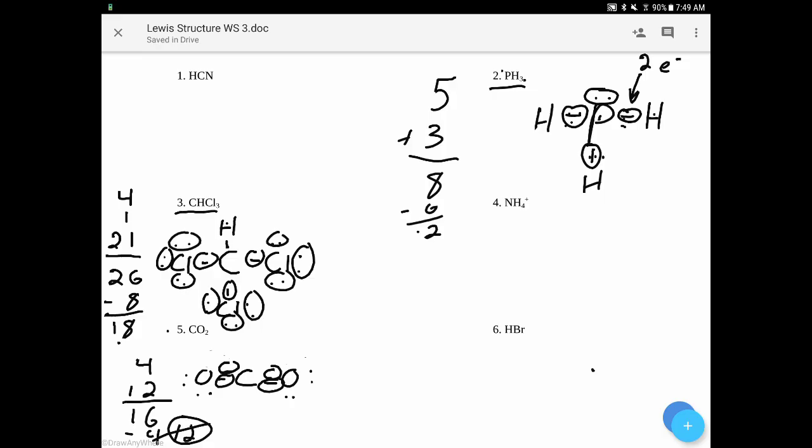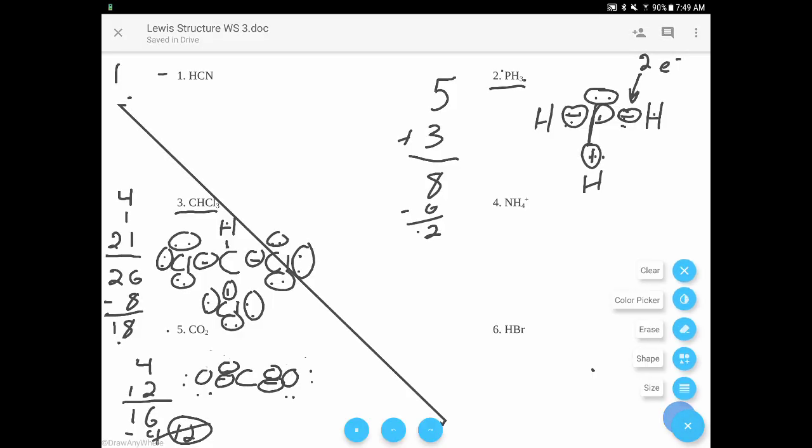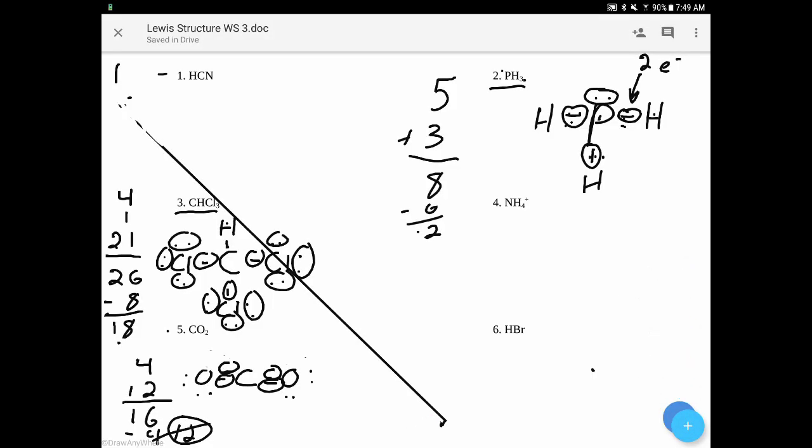All right. Last one. We're going to do number 1. Okay. So first we have H that has 1 valence electron. Next we have C that has 4. Oh man, that was not what was supposed to happen. Let's get rid of that. Okay, so carbon has 4 valence electrons and nitrogen has 5 valence electrons. So we have a total of 10 valence electrons.